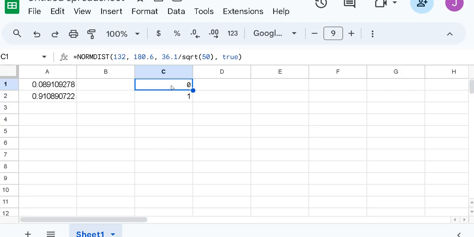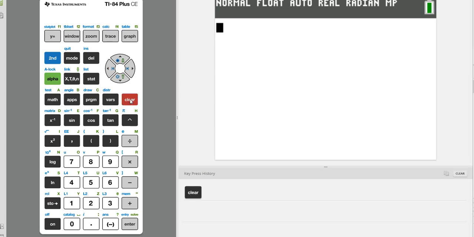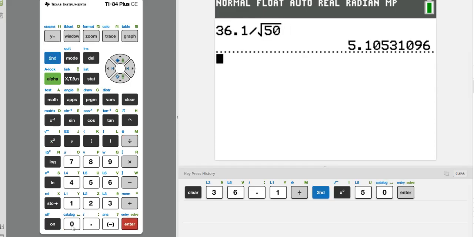This one? Yeah. Sure. If you're not really comfortable with dividing that and getting a square root or typing in the square root key, the other option would be to just do it on a calculator in terms of figuring out what 36.1 divided by the square root of 50 is. So let's do that here. 36.1 divided by the square root of 50. So if you're more comfortable doing it this way, I should type in about 5.105, and 5.1053 if you want.